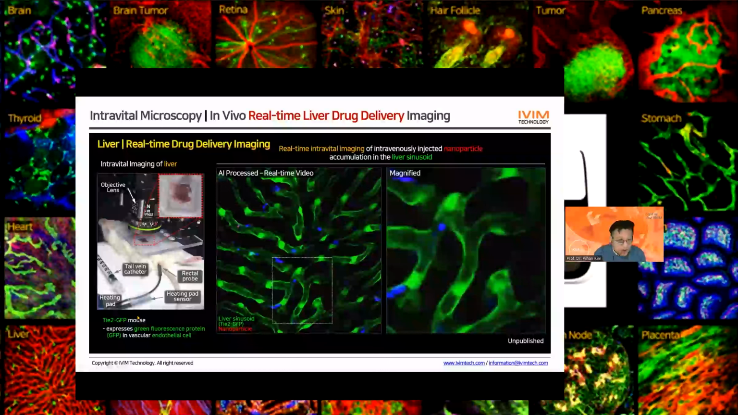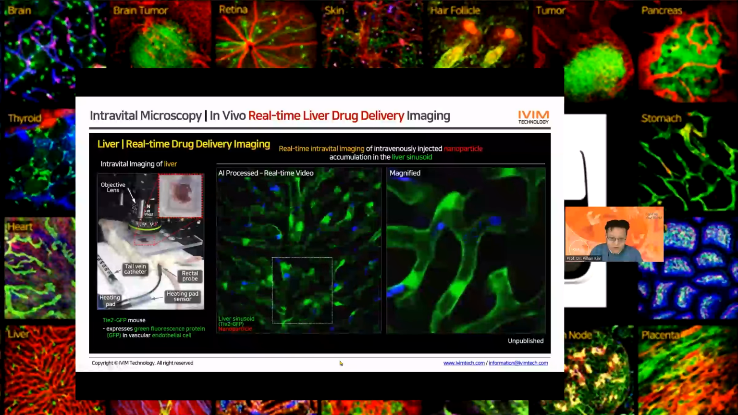We make a small incision on the abdominal skin and peritoneum, expose the liver, and then put a cover glass on top of the liver surface, as you can see here. After that, we catheterize the tail vein using a catheter tube. And then we intravenously inject the nanoparticle through the tail vein after fluorescence labeling. When I started this real-time video, that's when we did the intravenous injection of the nanoparticles through the tail vein catheter. Let me show you.